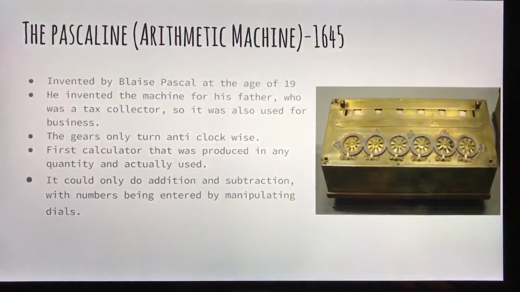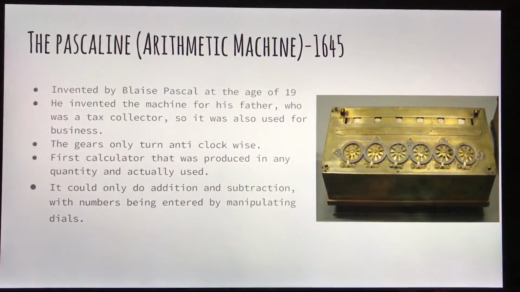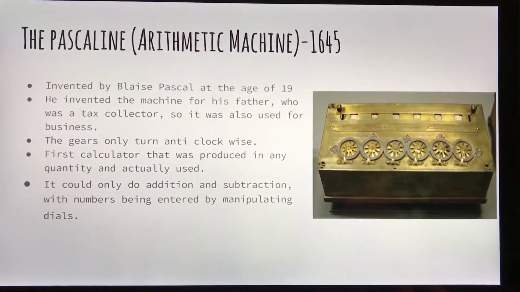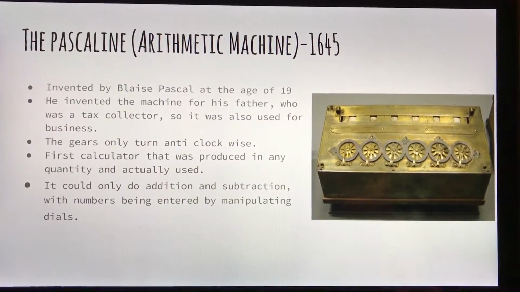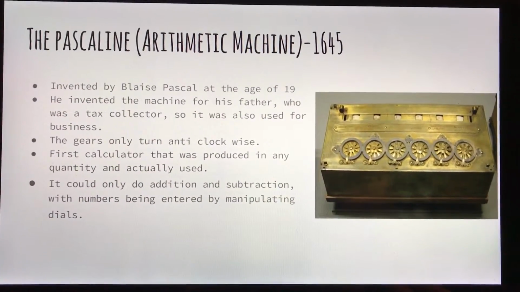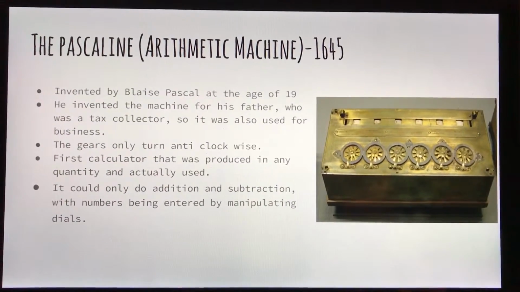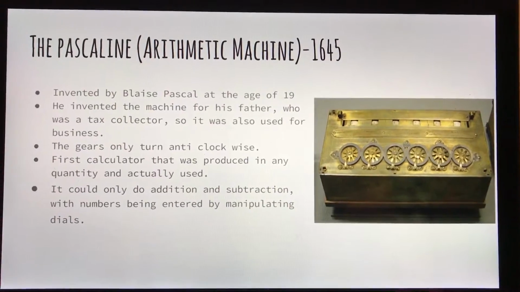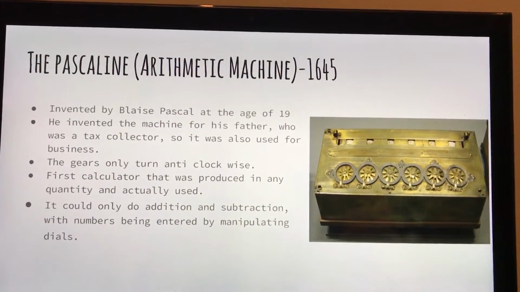After the slide rule, Blaise Pascal invented the Pascaline, also known as the arithmetic machine, in 1645 at the age of 19. He invented the machine for his father, who was a tax collector, so it was also used for business. The gears only turn anti-clockwise. This is the first calculator that was produced in any quantity and actually used. It could only do addition and subtraction, with numbers being entered by manipulating dials.